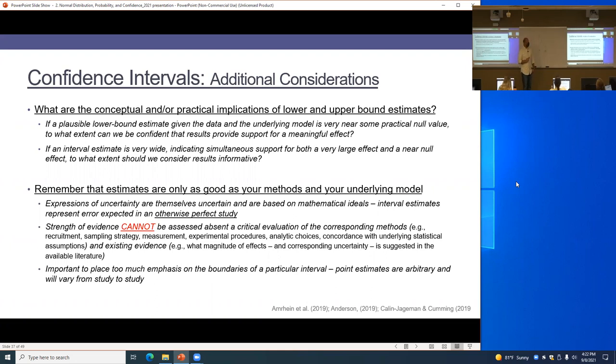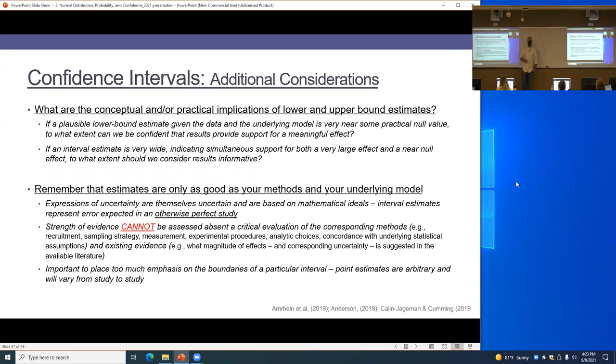Strength of evidence can't be assessed absent a critical look at the corresponding methods, right? I can't just look at the numbers someone had and make a determination on whether or not they have found something interesting without taking a look at the methods. This is a hard thing for new graduate students, I feel like, because they think, oh boy, this study was published, so that means it's good and rigorous. That's not the case. Plenty of garbage gets published all the time, right?